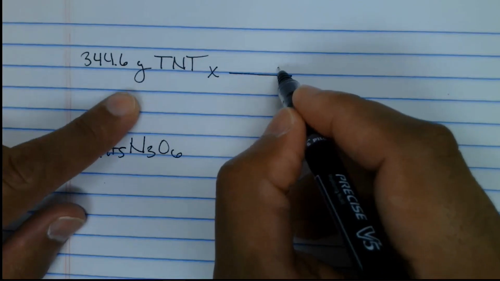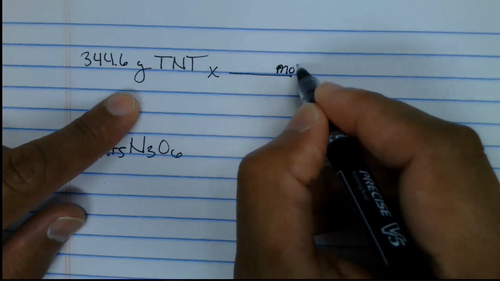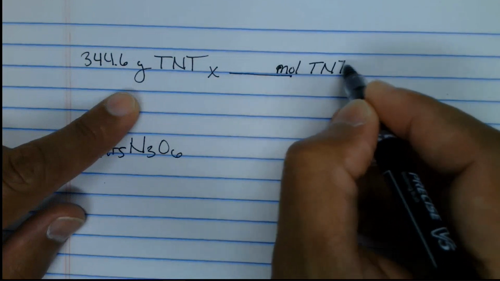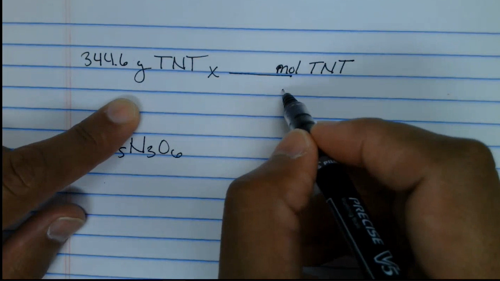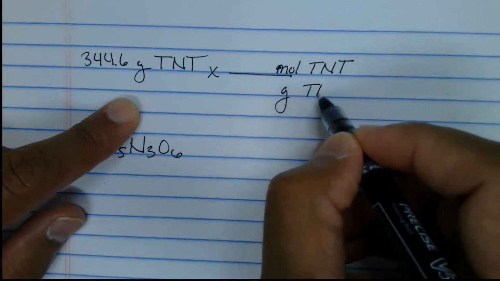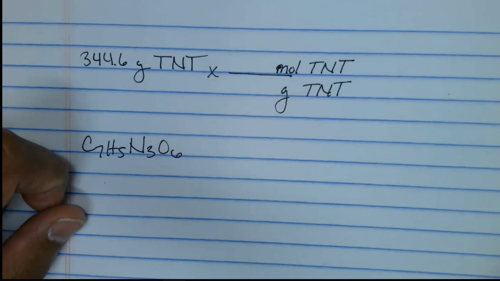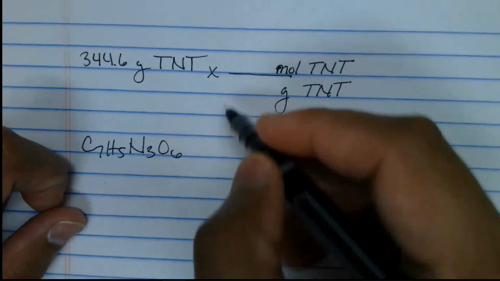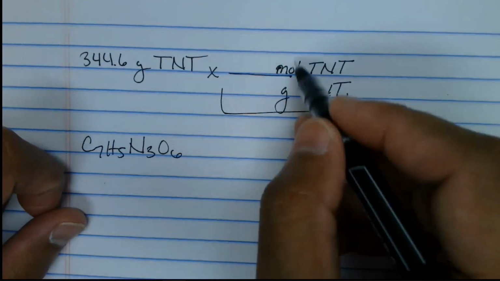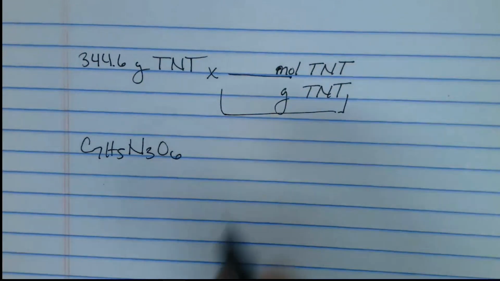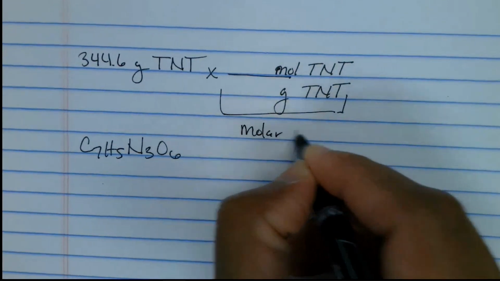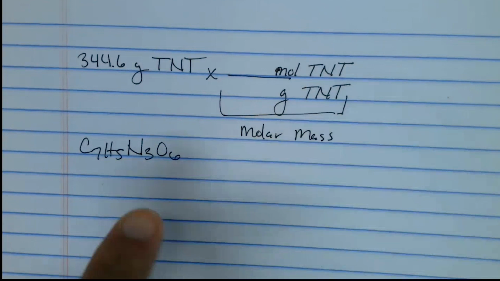Let's convert grams to mole of TNT, and let's cancel the gram of TNT. Now, look at that right there. Whenever you see this, this is an important take-home message. Whenever you see the relationship of grams and moles, you're going to say, well, that's a molar mass. And now you know how to get it.